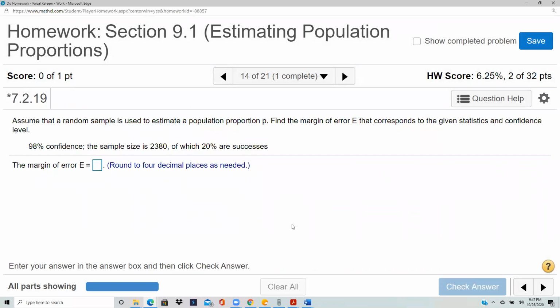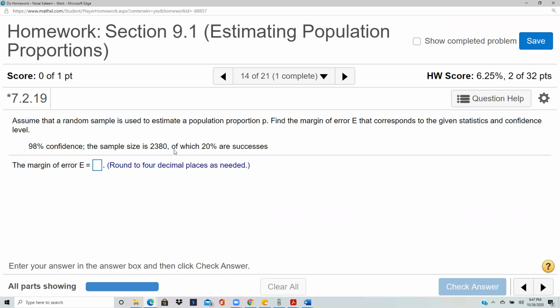Assume a random sample is used to estimate proportion P. Find the margin of error that corresponds to the given statistics and confidence level. So 98% confidence level, sample size 2380, of which 20% are successes. Okay.